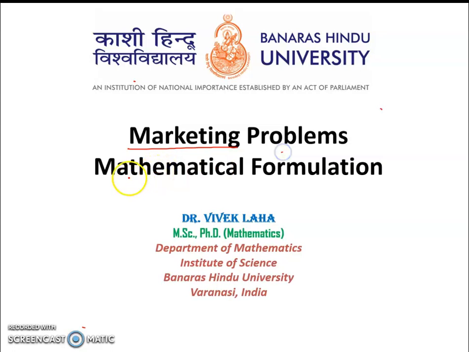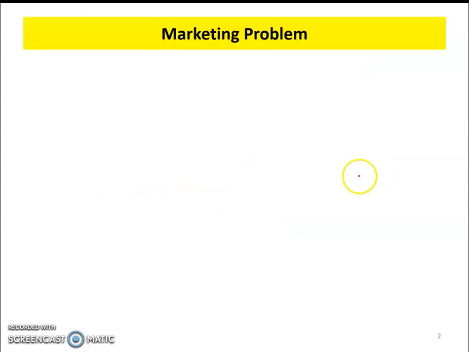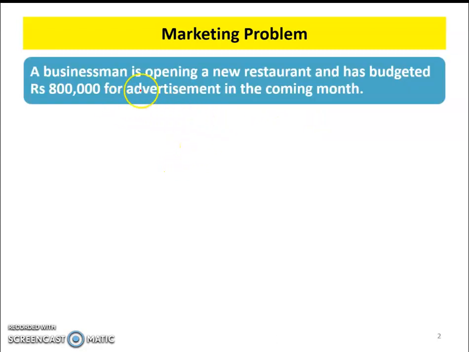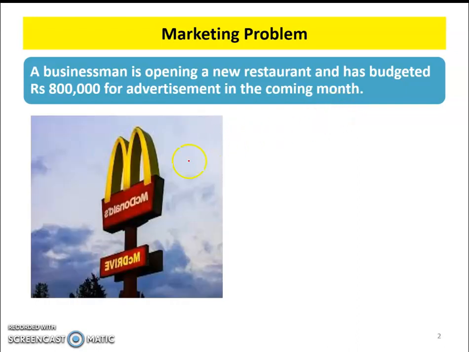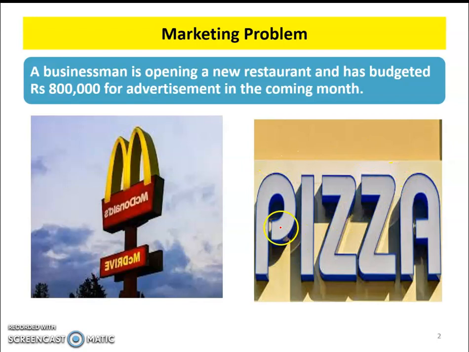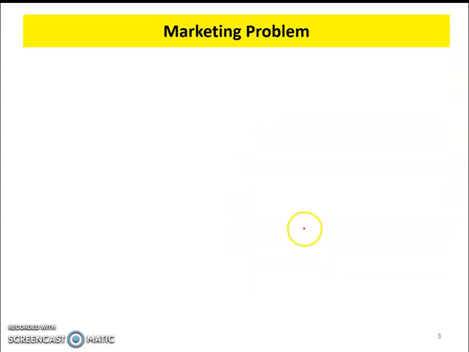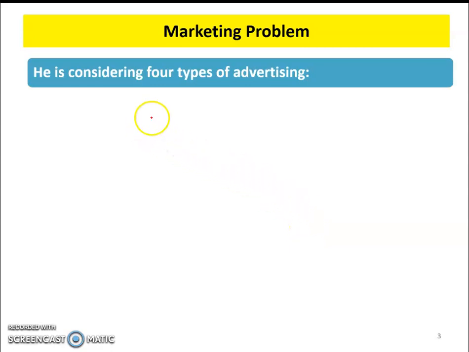Marketing problems and their mathematical formulation. So let us start with a marketing problem. Suppose a businessman is opening a new restaurant and has budgeted rupees 800,000 for advertisement in the coming month. Suppose we have this McDonald's shop and they are trying to sell their pizza, and we have to do this marketing. So he is considering four types of advertising.